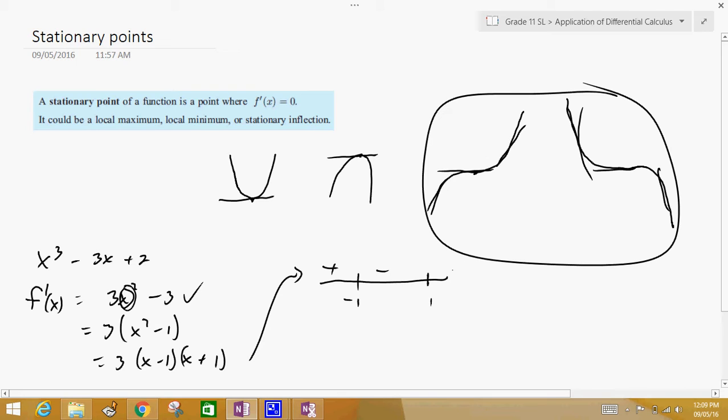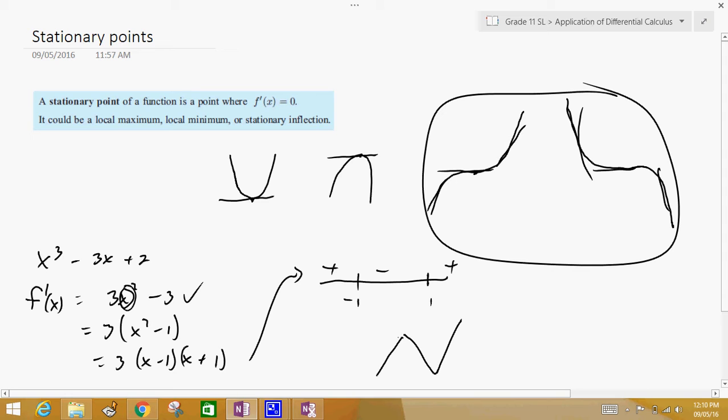And then we're going to put in a positive number. Let's say, I don't know, any number. We can put 2. 2 squared is 4, times 3 is 12. 12 minus 3, that's a positive number. So we can see it's going from positive slope to negative slope to positive slope.